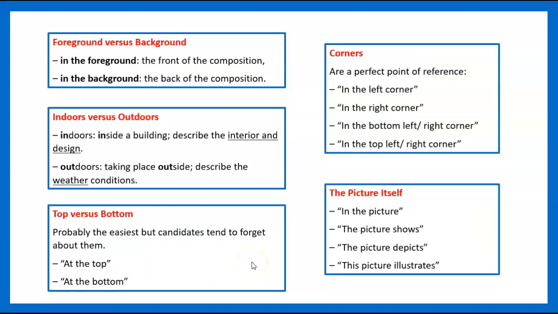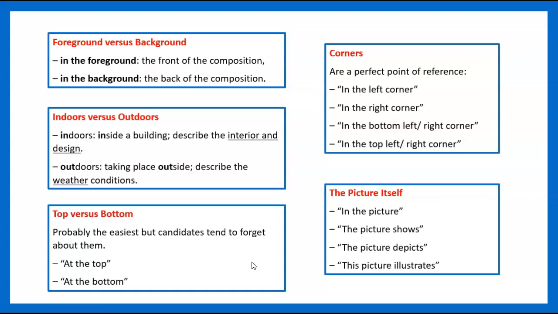Here are some good examples of these phrases. Foreground versus background. In the foreground, that's the front of the composition. In the background, the back of the composition. And then indoor versus outdoors. Indoors being inside a building or inside an interior, you see things inside. Outdoors, what's taking place outside. Always describe weather conditions in aviation.